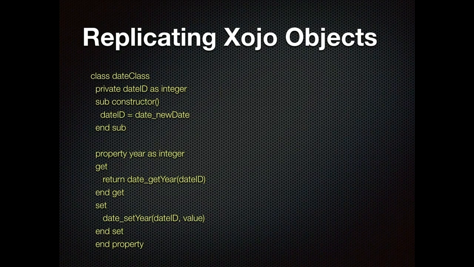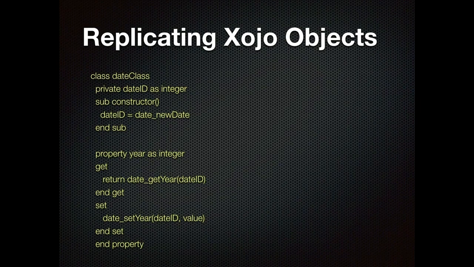So in my XojoScript, which is the code you see here on the screen, I actually create a new class called date class. I've created a private integer property called date ID. And you'll notice here, I actually call a constructor. So this is within XojoScript, right? I'm creating a constructor which says date ID equals date underscore new date, okay?